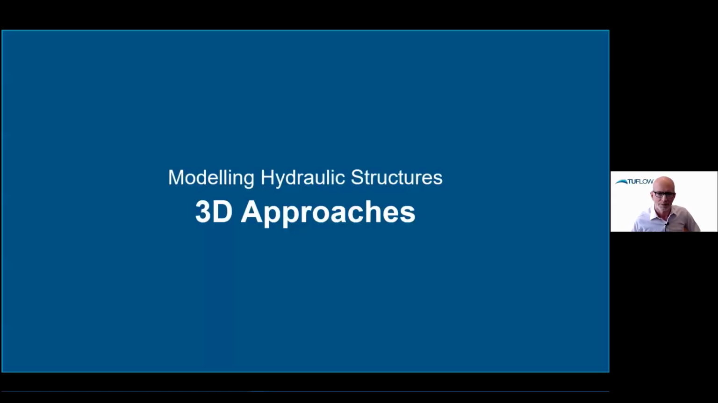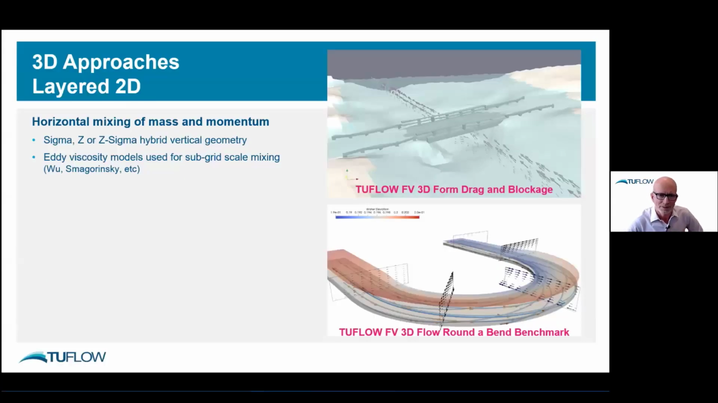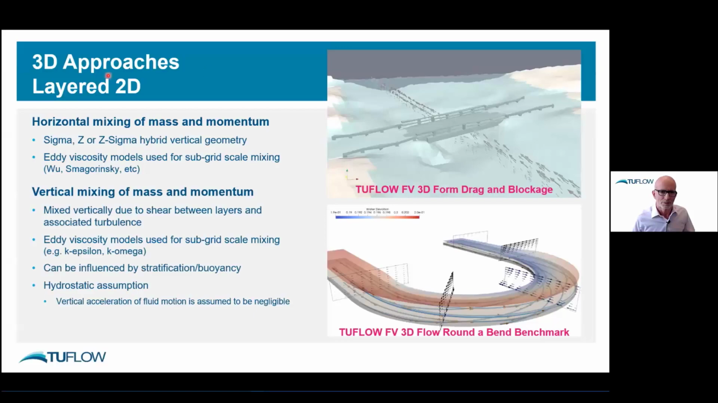I'll just touch briefly on 3D approaches. These are, if you like, the emerging ones. We're getting pretty excited with TUFLOW FV. We've actually just been building in some nice features. I won't go too much through all the functionality, but basically it's these layered 2D models, or we just call them 3D, but they're not CFD. They have several layers, and they have various viscosity models to allow that mixing in horizontal, but they also have a turbulence model for the vertical. So you can get 3D circulations generated, such as in that bottom image down the bottom.